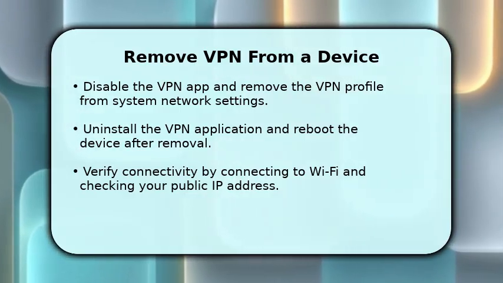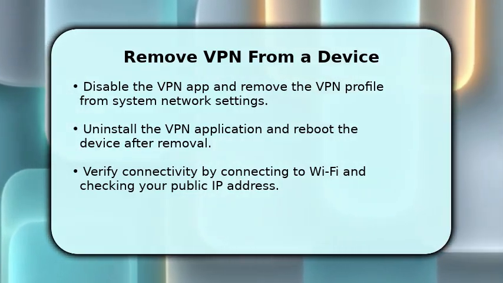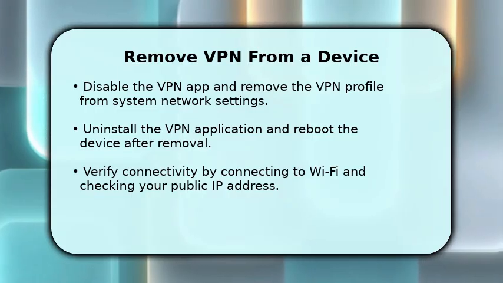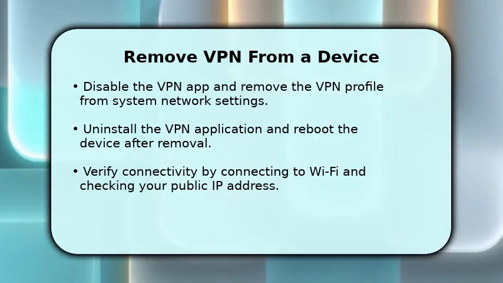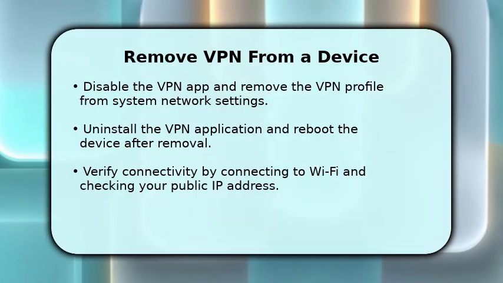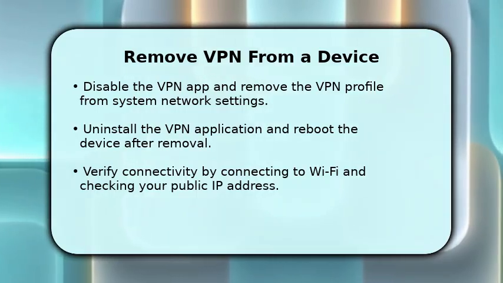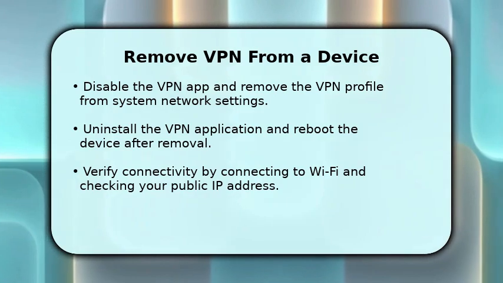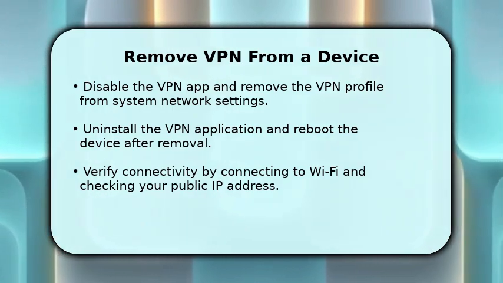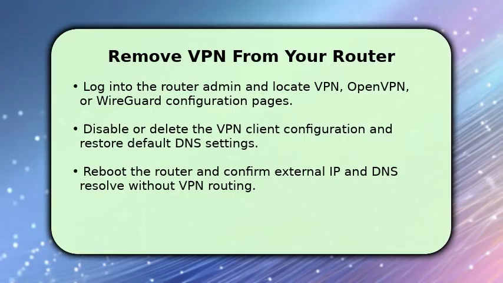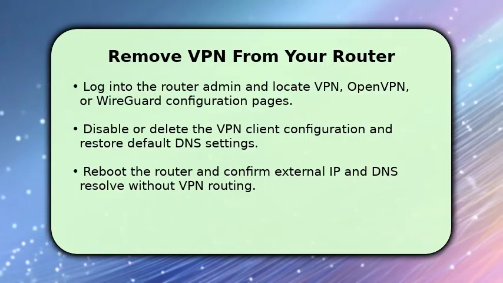Reboot the device after uninstalling to clear cached routes and DNS. Reconnect to Wi-Fi and verify connectivity by visiting an IP lookup site to confirm your public IP address no longer routes through the VPN. If the VPN is configured on the router, log into the router admin interface first.